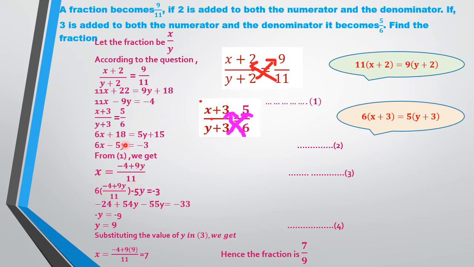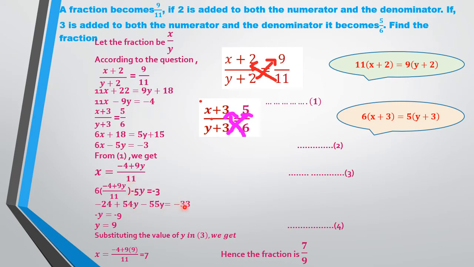So go to equation 2, find where the x is, replace this x with its value as given over in equation 3. Now on replacing this value of x, we get 6 and put the value of x in the bracket also. That also you should be very careful. So on replacing x, we get minus 4 plus 9y upon 11 in the bracket and minus 5y is equal to minus 3 in RHS. They are as it is. Only we have replaced the value of x.